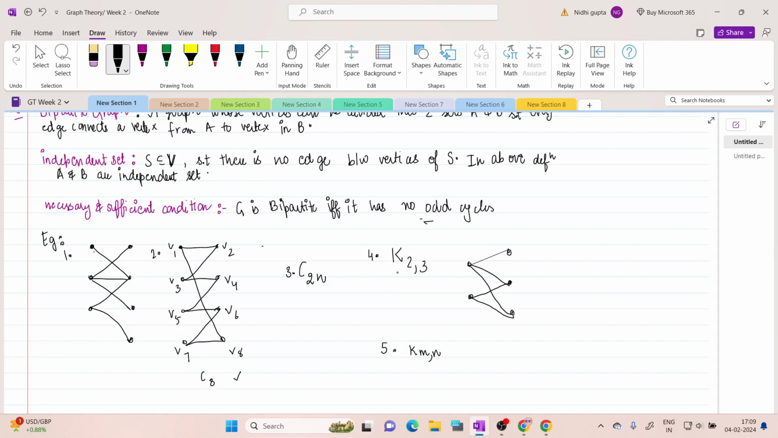And then we had a notion of complete graph. Similarly, we also have a notion of complete bipartite graph. So if it is K_{M,N}, we put M vertices in our bipartition A and N vertices in bipartition B, and we connect any vertex of A with all the vertices of B, and we do it for all the vertices of A, and the resultant graph is the complete bipartite graph.